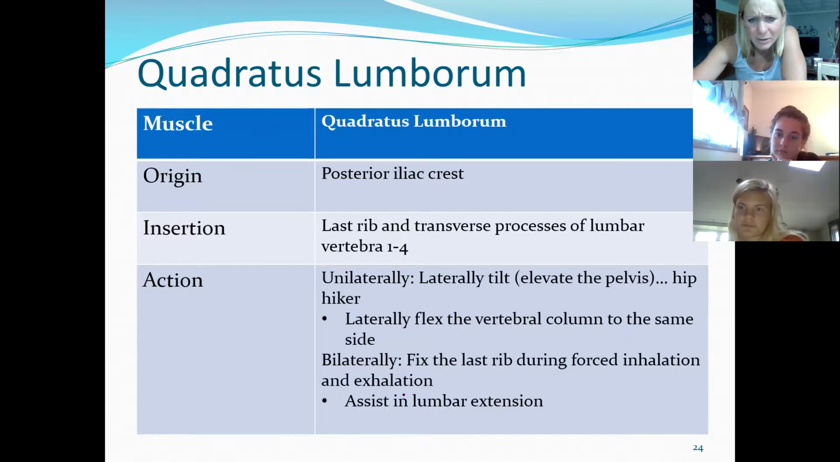So that's the lateral tilt of our pelvis. It also helps with lateral flexion on the same side. So if I activate my right quadratus lumborum, that's going to help with right lateral flexion.